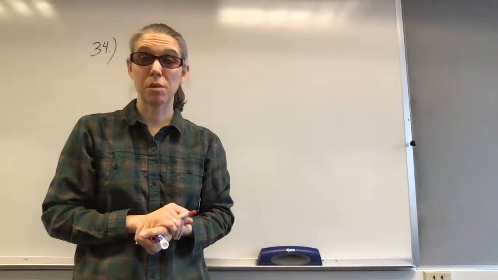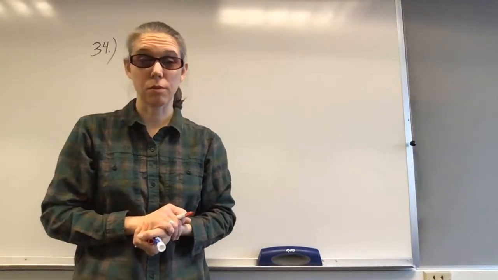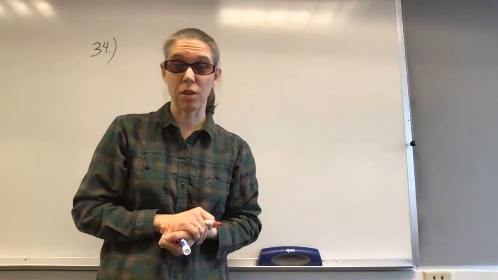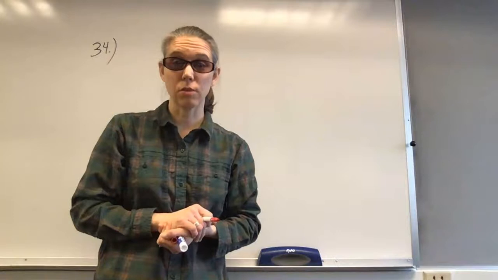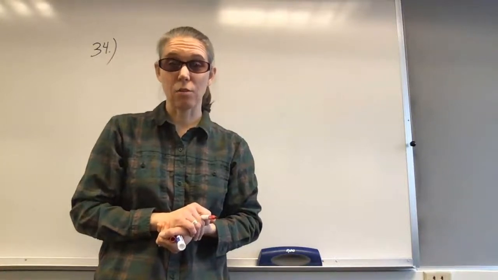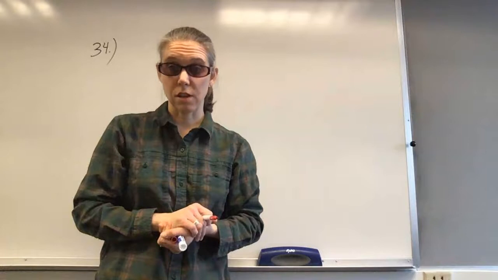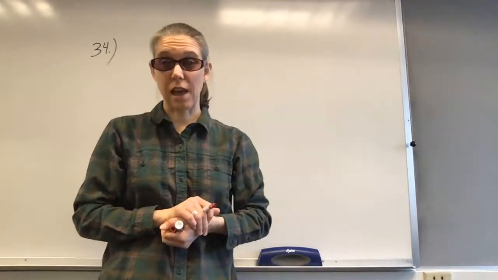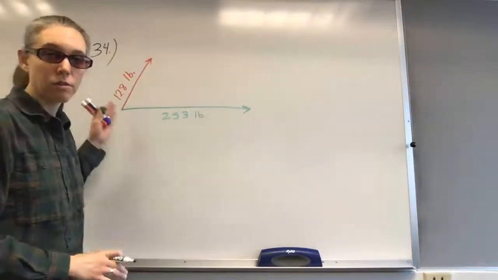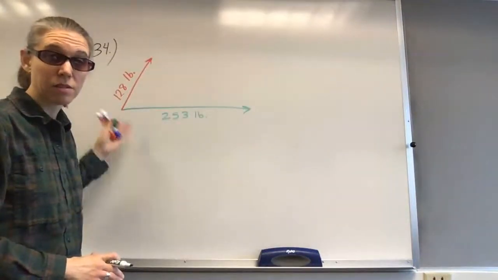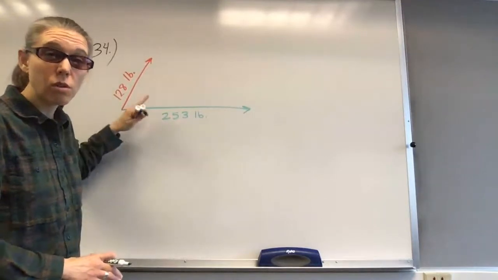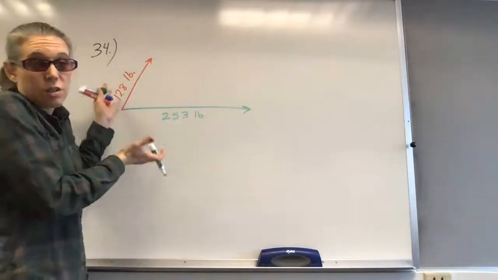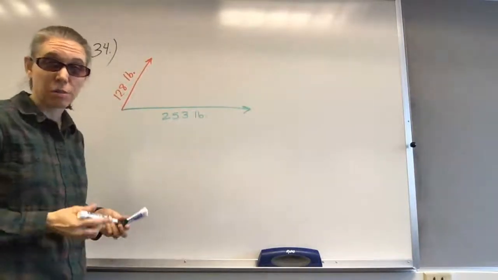To help you with problem number 33, I'm going to work through number 34. So the first thing we have to do is draw a diagram based off the information that we are given. We are told we have two vectors acting together, and we have a resultant vector, but we do not know the angle between the two vectors. So we have two different forces, 128 pounds and 253 pounds. We don't know the angle between them, so when you draw your diagram, you just have to guess. So any sort of diagram that looks like this should be fine.